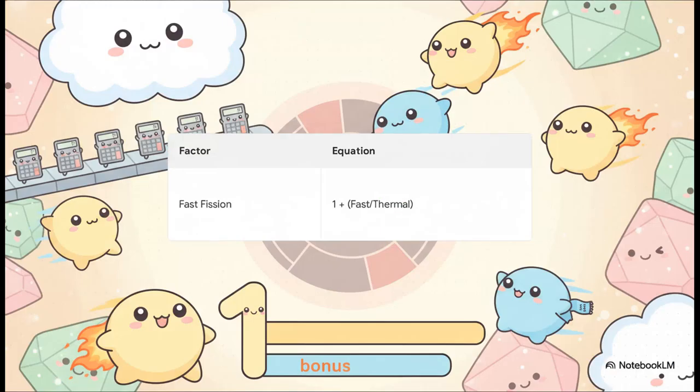Mathematically, this fast fission factor is defined as the ratio of total fission neutrons to thermal fission neutrons. Looking at the math here, it's a baseline of 1 plus a bonus ratio of the neutrons produced in fast fissions divided by the neutrons produced in thermal fissions. It is quite literally a mathematical multiplier representing our high-speed bonus births.